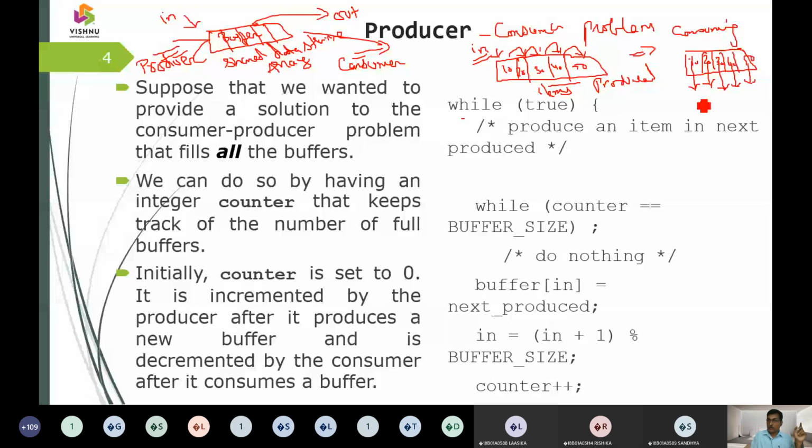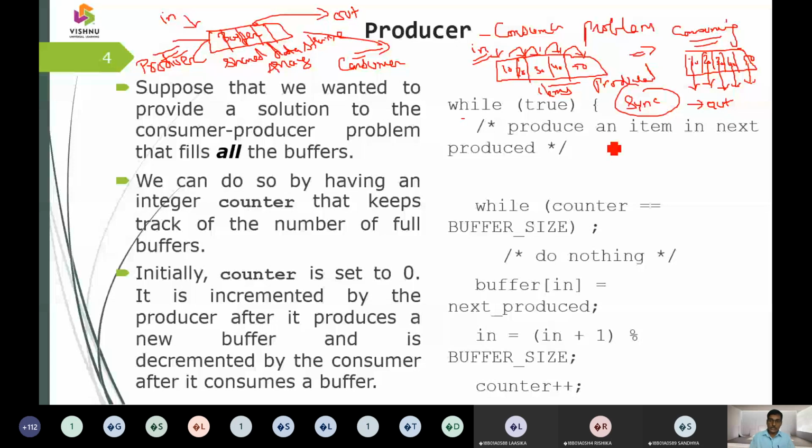The index we use here is the out variable. Using that, the items are removed, or deleted, if you can say so. Then we call it a consuming problem. Now the synchronization happens: when the producer produces, the consumer will not consume, and when the consumer consumes, the producer will not produce. So how is this implemented?